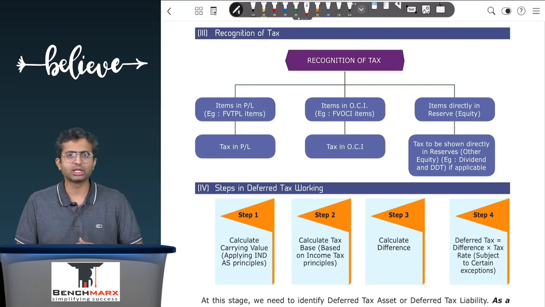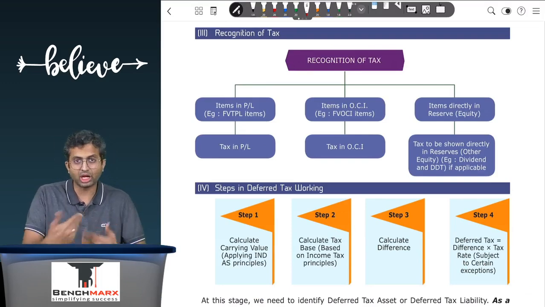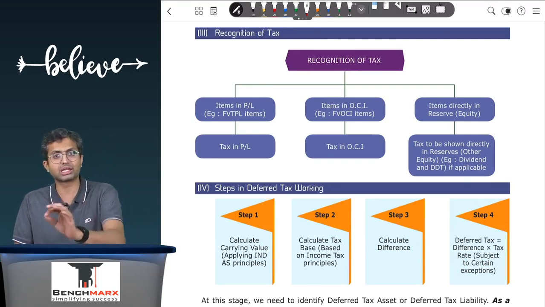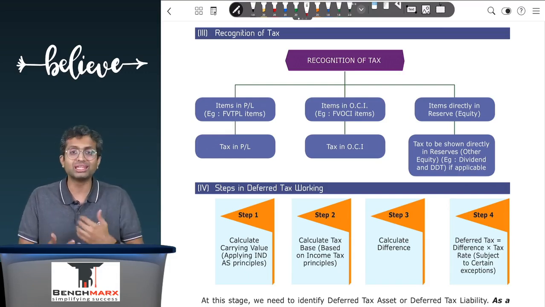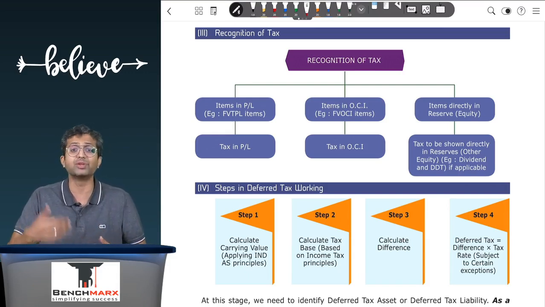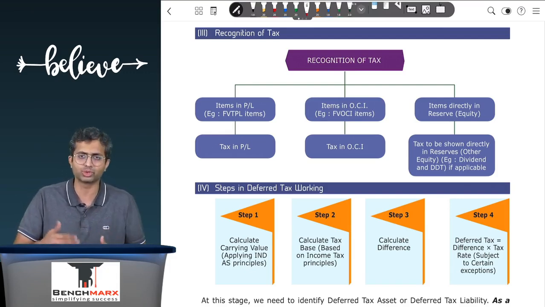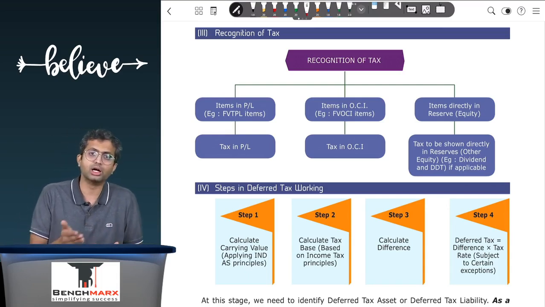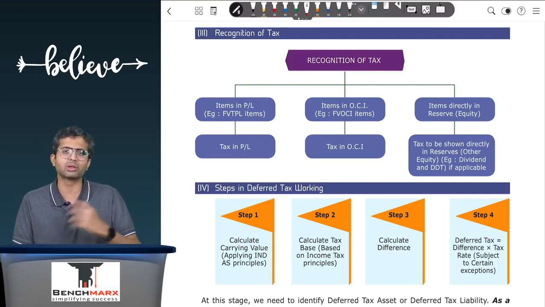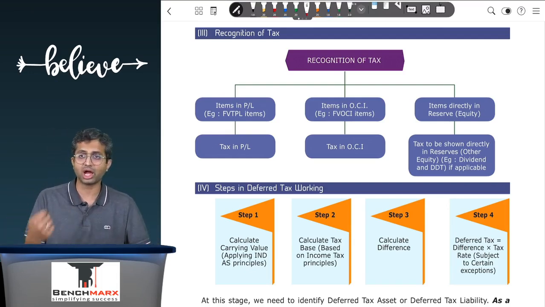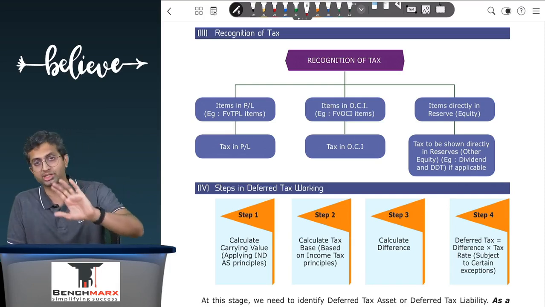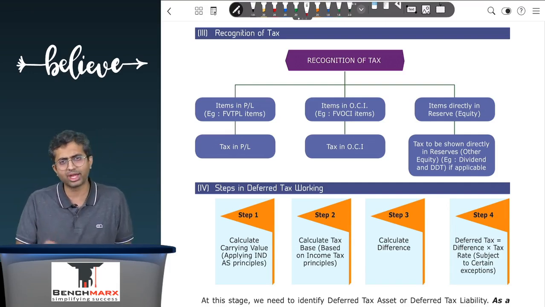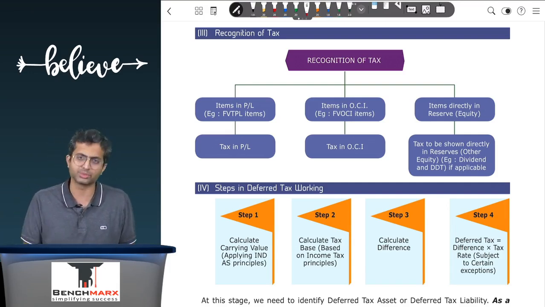Okay, where do you take tax? Well, tax is typically taken in the profit and loss account if the underlying incomes and expenses are going in the profit and loss account, like sales, purchases, etc. It is taken in other comprehensive income if the underlying incomes or expenses go in other comprehensive income, like an FVOCI, fair value through other comprehensive income, instrument, where the fair value reserve will go in other comprehensive income. Then the tax on that will also be taken in other comprehensive income, current or deferred. And lastly, if there are certain incomes or expenses which are taken directly in the reserves, like a dividend distribution tax on dividend, then the corresponding tax will also be taken where the underlying items are going.